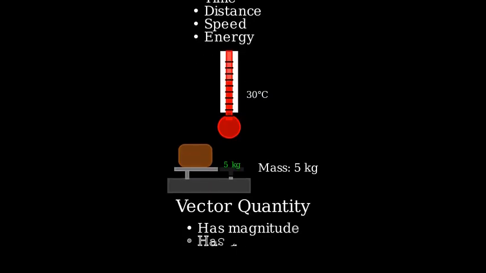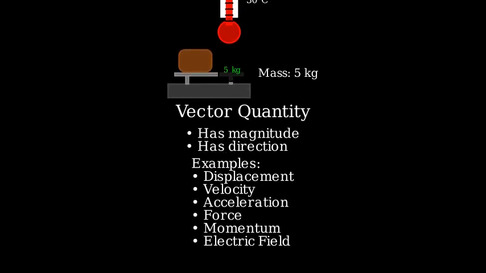Now, let's move on to vector quantities. A vector quantity is a physical quantity that has both magnitude and direction. Examples of vector quantities include displacement, velocity, acceleration, force, momentum, and electric field. Let's visualize some vector quantities with examples.